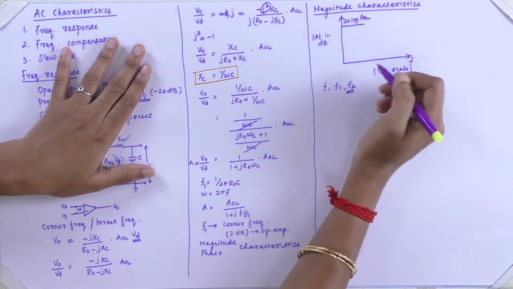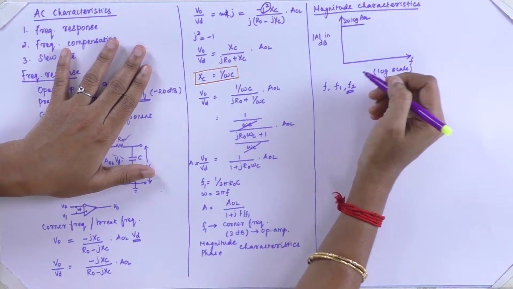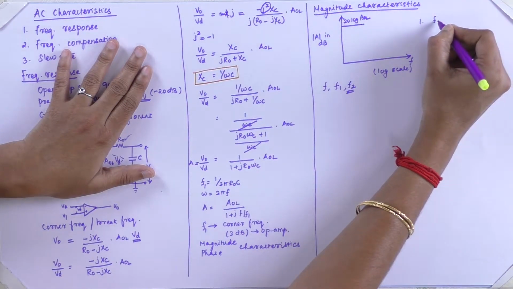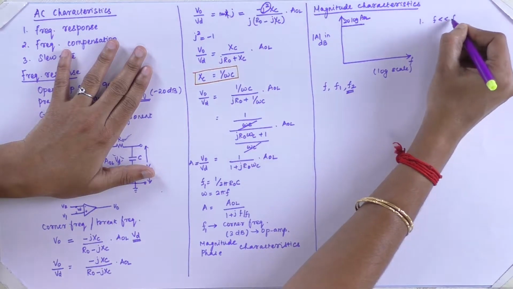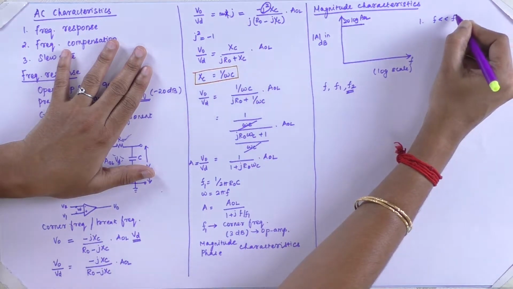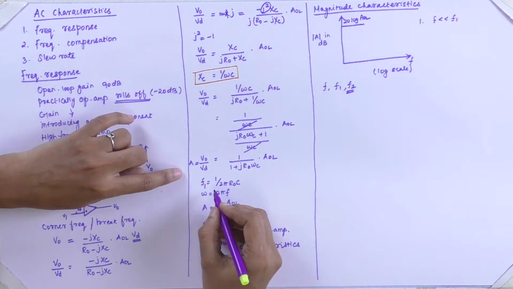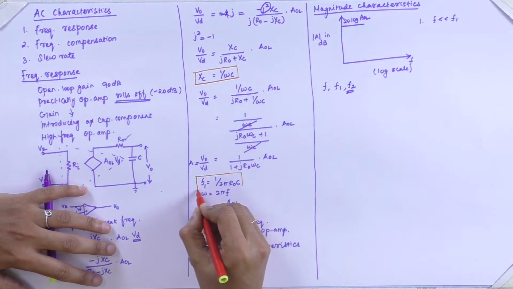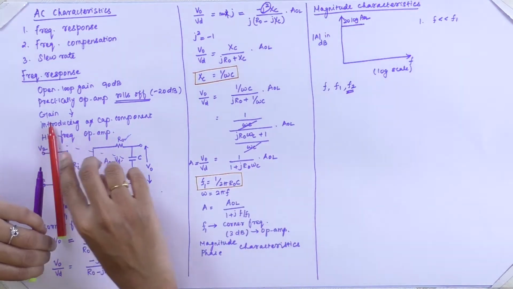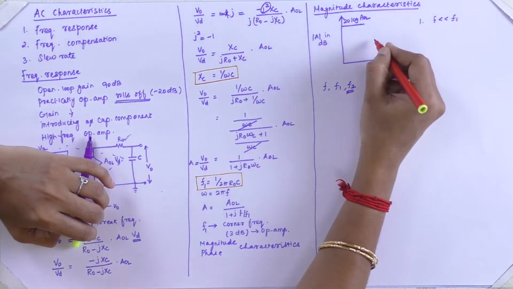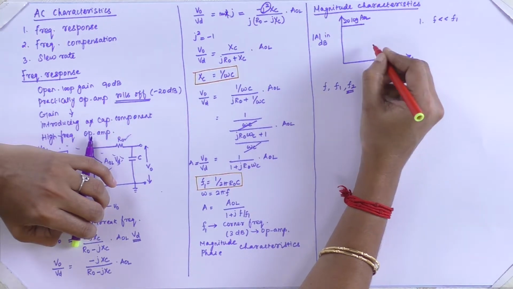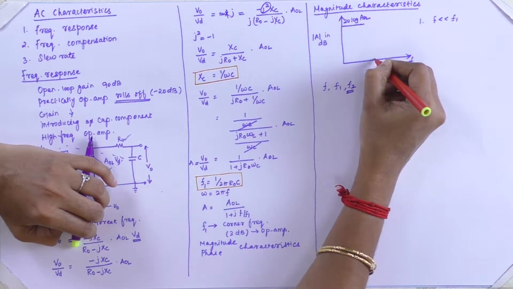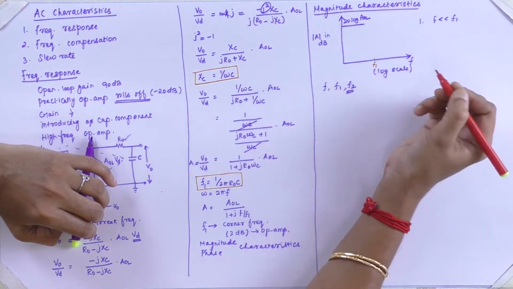So next, when we apply the frequency, the first condition is that your frequency F will be less than F1. Now you have to calculate the value of F1 by using the formula F1 is equal to 1 by 2 pi R0 C. Now you have to decide which is your corner frequency, and then make it the frequency F1.